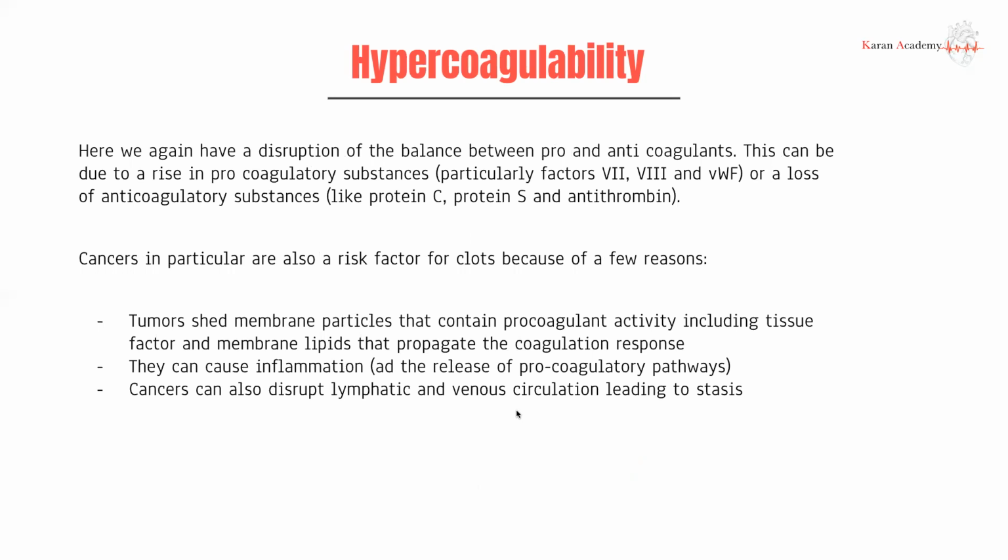Again, we've talked about that balance between pro and anticoagulants. If you have a rise in procoagulatory substances or a loss in anticoagulatory substances, both of those will cause clots. The few important ones you need to know that can be disrupted are factors 7, 8, and von Willebrand factor. But if you also lose things like protein C, protein S, and antithrombin, that can also lead to a hypercoagulable state.